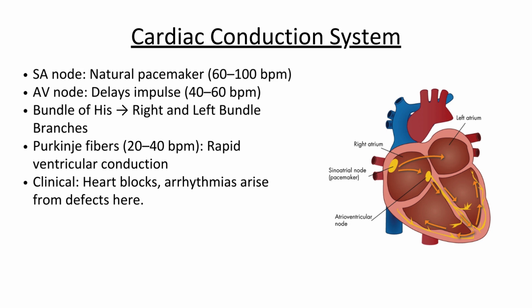From the AV node, the impulse moves into the bundle of His, then splits into the right and left bundle branches, and finally travels through the Purkinje fibers, which distribute the impulse quickly through the ventricular myocardium, ensuring a strong and coordinated contraction. Remember, each component has its own intrinsic rhythm. This system is key in arrhythmias and heart blocks, a favorite topic for Step 1. For example, AV nodal ischemia due to RCA infarct can lead to bradyarrhythmia or heart block.